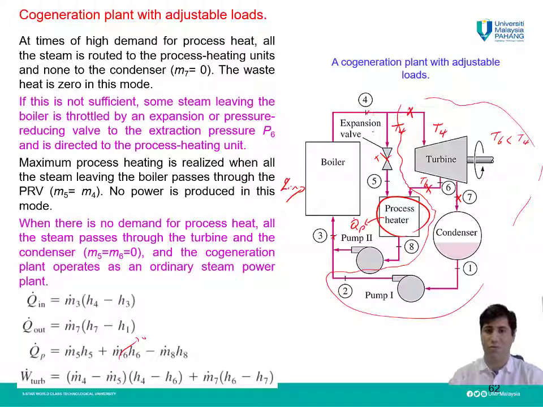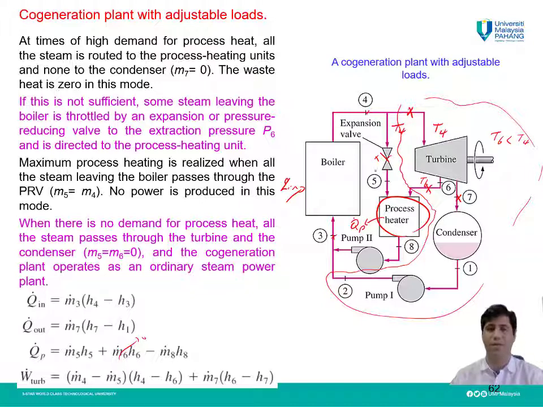If m dot 5 is 0, we don't have any mass flow rate of the steam to the process heater. This will be only m dot 4. Whole steam will go to the turbine.